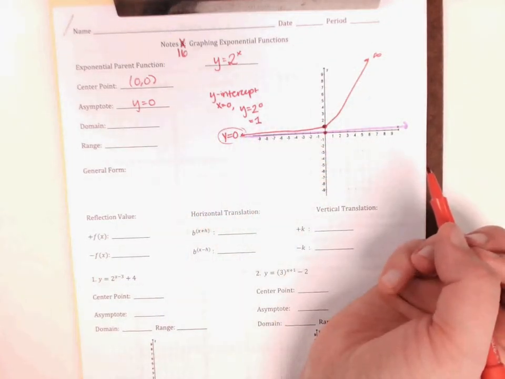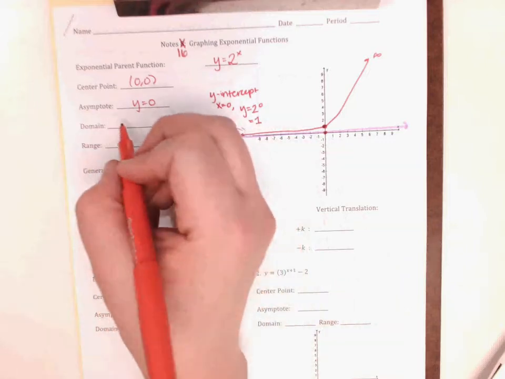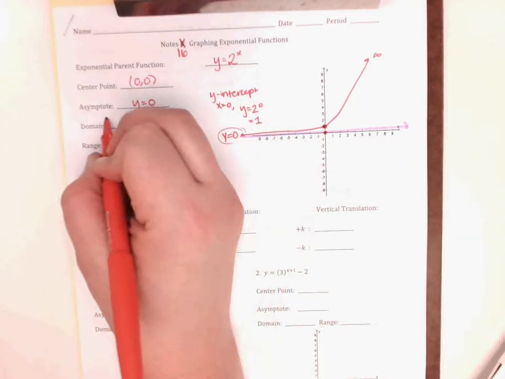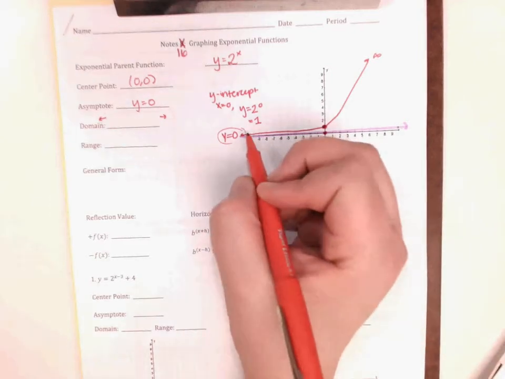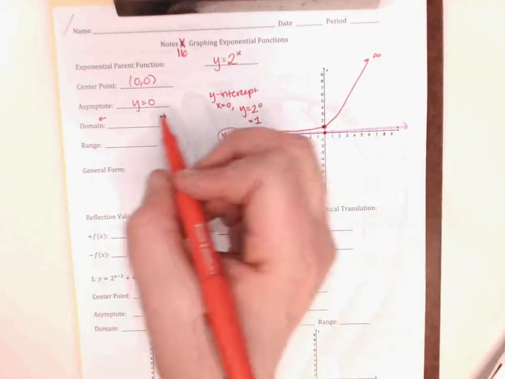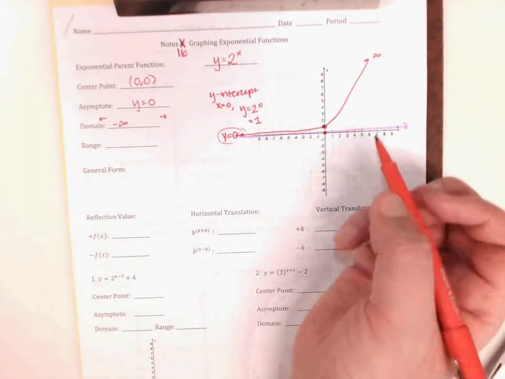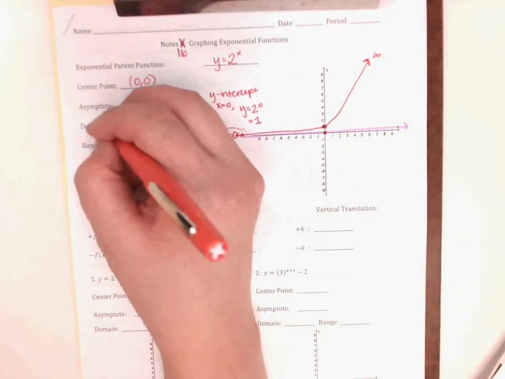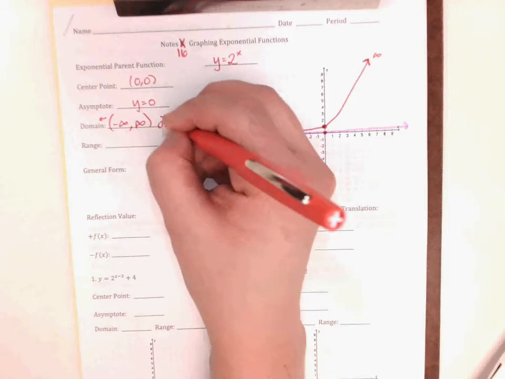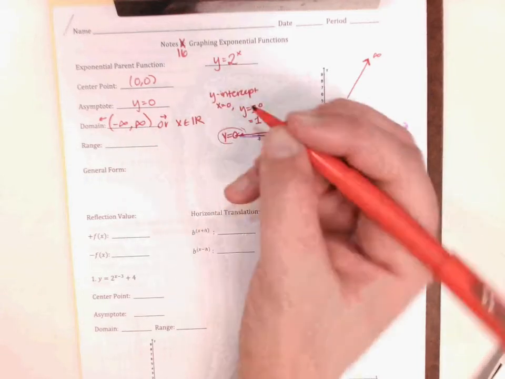So let's talk about our domain and range. Our domain is the farthest to the left that the graph goes, and then the farthest to the right the graph goes. Okay, well think about this, the graph is going forever and ever to the left, that's negative infinity. This side is going forever and ever to the right, so that's to positive infinity. Or you could put x within all real numbers.